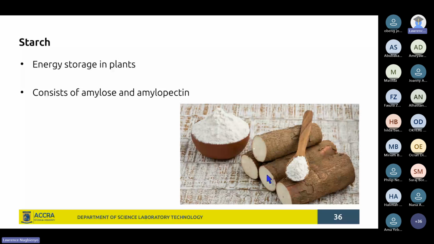Now, we've already mentioned the difference between amylose and amylopectin, and the fact that the two of them are present in starch. And the amylose forms the soluble part of the starch, whilst amylopectin forms the insoluble part of the starch molecule. Now, cellulose.